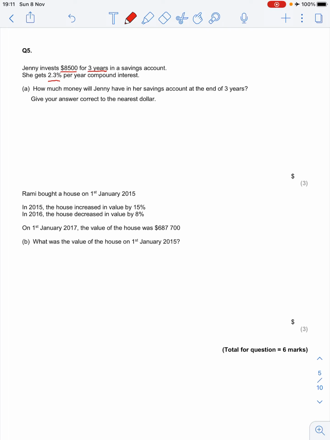So remember, interest means it's a percentage increase. So we work out the percentage increase. We want to find 2.3% as a decimal multiplier. So remember, we always start with 100%. Then we add 2.3%. This is equal to 102.3%. Then we change this into the decimal multiplier by dividing by 100. So this is equal to 1.023.